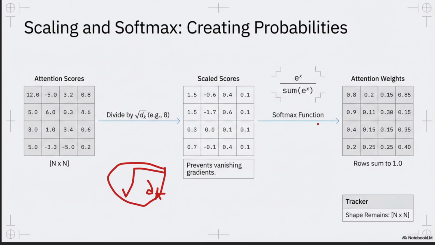Next, we apply the softmax function. This squishes our row scores into probabilities that sum to 1. So minus infinity maps to 0, plus infinity maps to 1, and all the values are between 0 and 1, and their sum is 1.